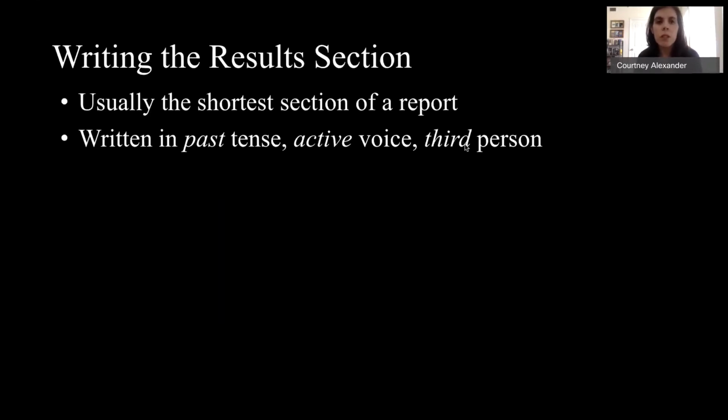So when writing the results section, this is usually the shortest section of a report. And again, we want to make sure that we're in past tense. So did, ran, saw. Active voice, so rather than "drops were added," you want to say "the scientist added the drops." And then third person, you want to refer to your group as the group, the researchers, the team, the scientist, the experimenter, that sort of thing. You don't want to say "I did this" or "we did this." And you also don't want to say "do this" or "see that," etc.